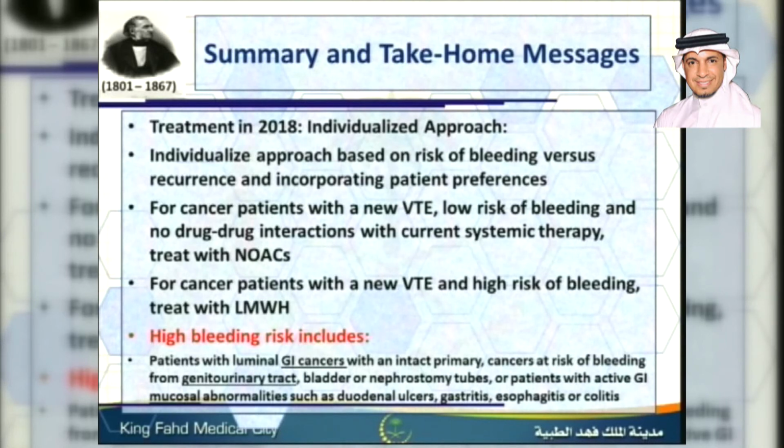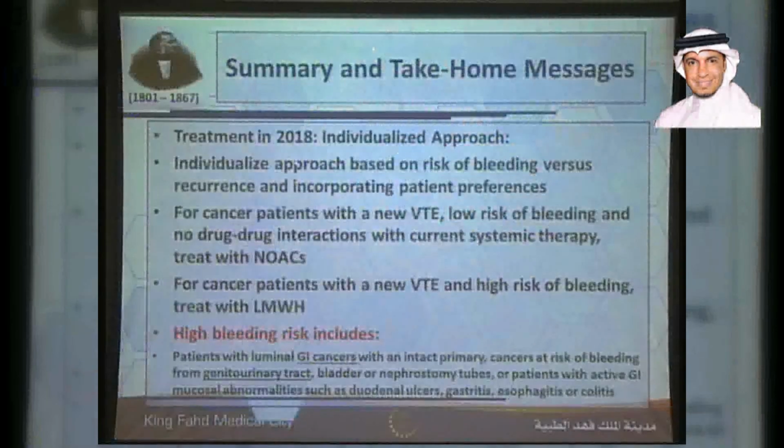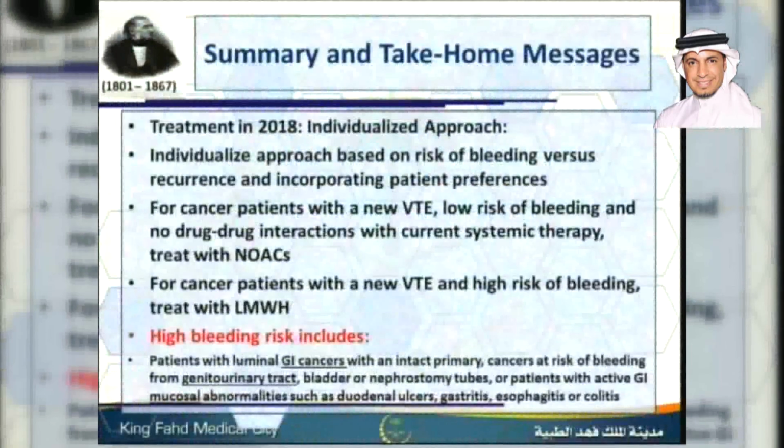So, summary and take-home messages. Treatment in 2018, that patient with LMWH is a standard of care, but there are groups of patients, because of the studies we have: Hokusai VTE and Select D, and there is Caravaggio. This is for apixaban compared to warfarin. This is an ongoing trial. So I will say it gives you a green light that DOAC or NOAC can be used in such patients, but you have to select your patient, or we call it an individualized approach. So individualized approach based on risk of bleeding versus recurrence, and incorporating patient preferences.